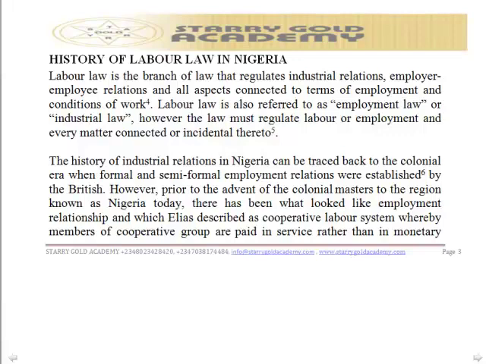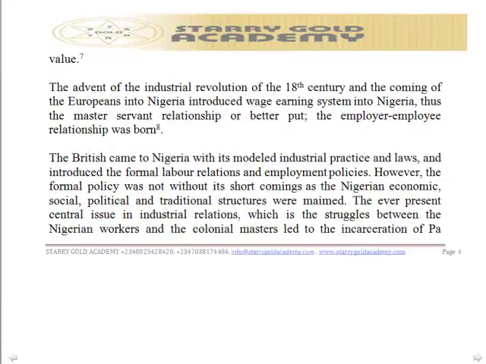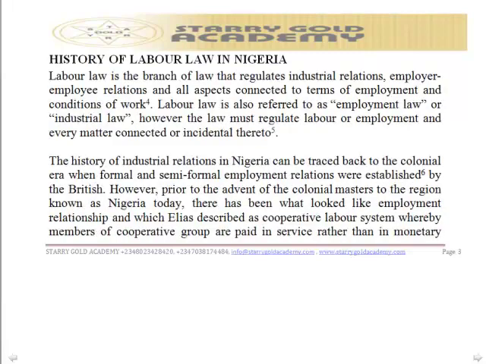However, prior to the advent of the colonial masters to the region which is known as Nigeria today, there had been what looks like an employment relationship, which Elias described as a cooperative labor system, whereby the members of the cooperative group are paid in service rather than monetary value. That is what we were practicing in the past. According to Elias, it was called the cooperative labor system. In Yoruba, they call it Owe.